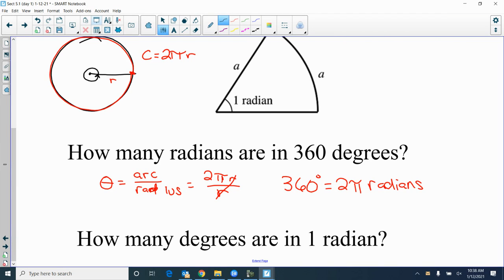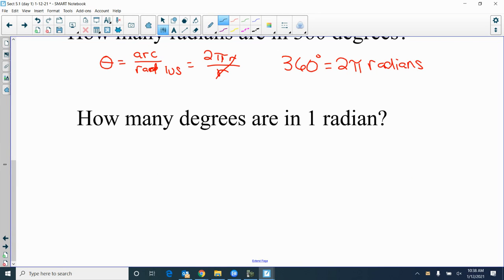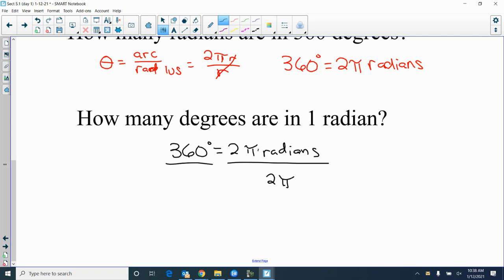How many degrees are in 1 radian? To the nearest tenth. Okay, so 360 degrees equals 2 pi radians. To find the number of degrees in 1 radian, divide this by 2 pi. Okay? Just divide that. All right, nearest tenth. Clayton, what do you got?